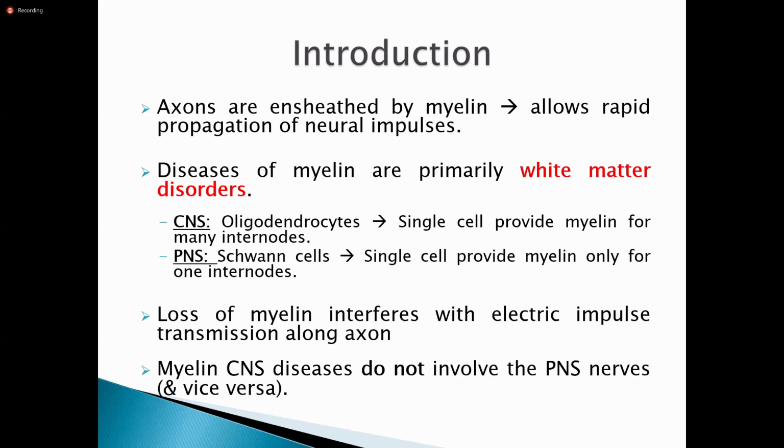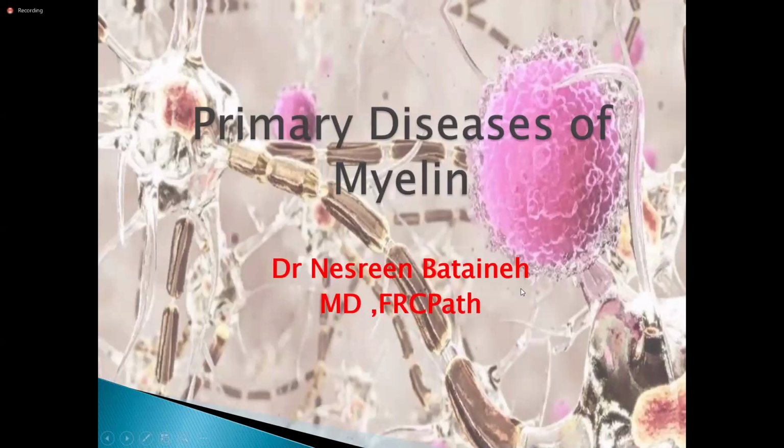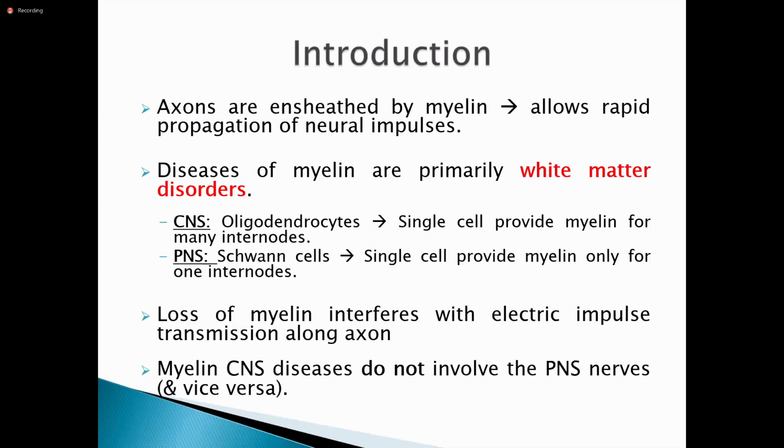It preserves neural information, mainly by speeding it up. Yes, excellent, rapid transmission of the electrical impulses between the internodes. So, if you can imagine, demyelinating diseases will affect electrical impulse transmission through the nerves, and that is why they can cause variable manifestations according to the area which is affected.